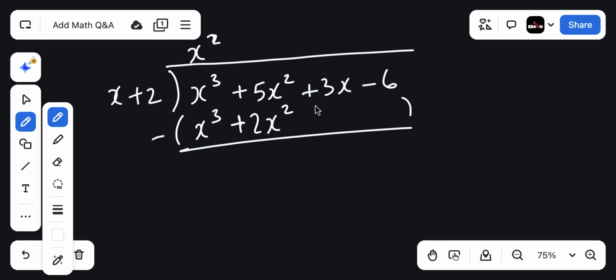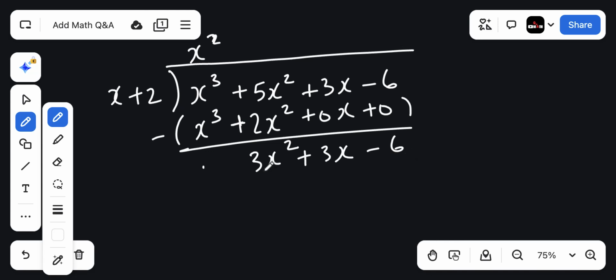So let's subtract this, but let's put some placeholder values here so that our subtractions are all in line. So x cubed minus x cubed gives us 0. 5x squared minus 2x squared should give us 3x squared. 3x minus 0x should give us 3x. And negative 6 minus 0 should give us negative 6, right? Good. We now have our new dividend, which is 3x squared plus 3x minus 6.